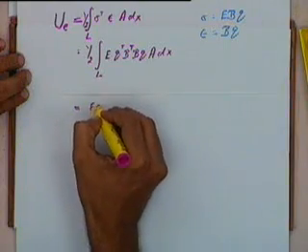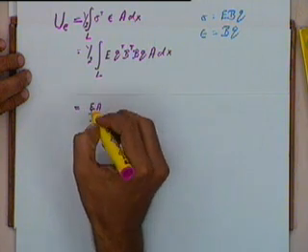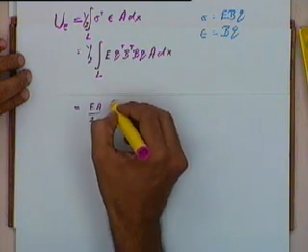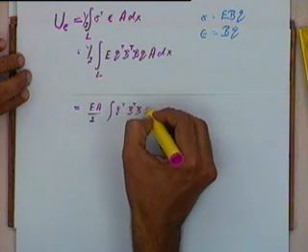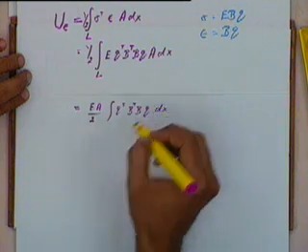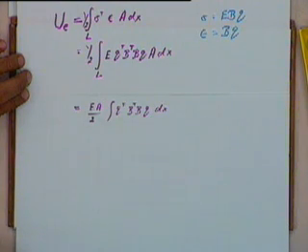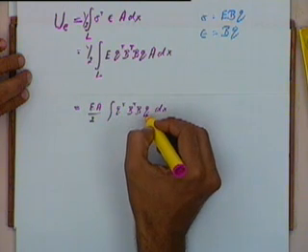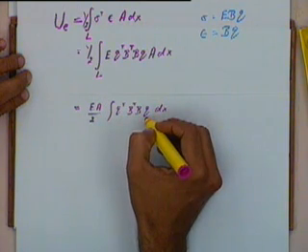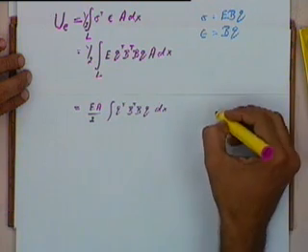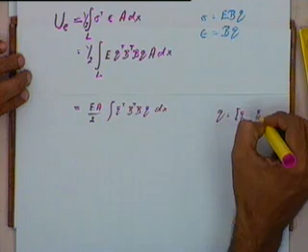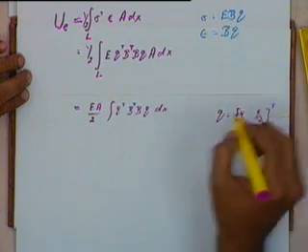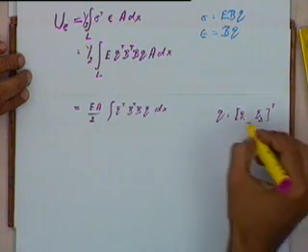If I continue with this, this will become EA by 2 integral of Q transpose B transpose B Q dx. Now Q transpose and Q are both constant matrices. If you remember, Q is equal to Q1 Q2, and Q1 and Q2 are constants.